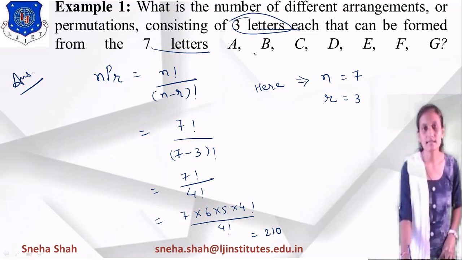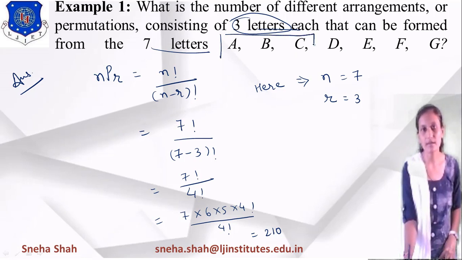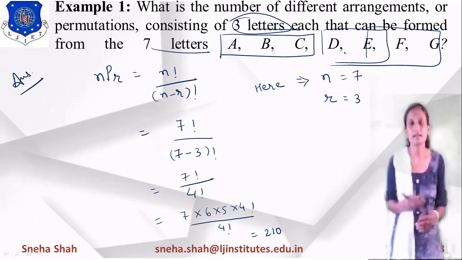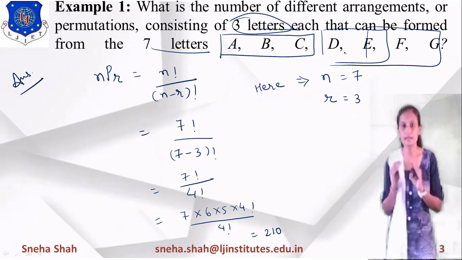Like from this, the first arrangement is A, B, C, D, E, F, G. If we select any 3 letters, suppose I take these 3 letters, they can be arranged over here, or over here, or over here, right? So there will be different ways. So there will be 210.